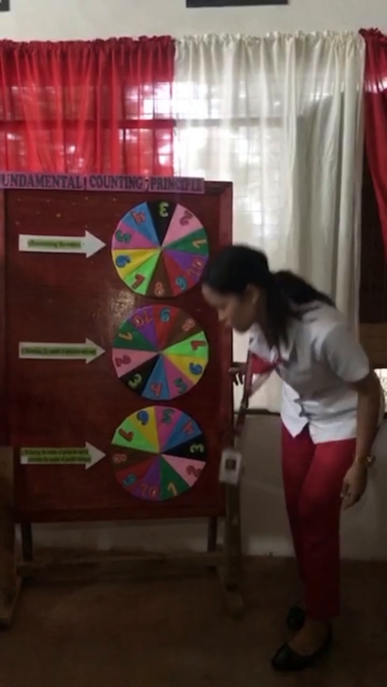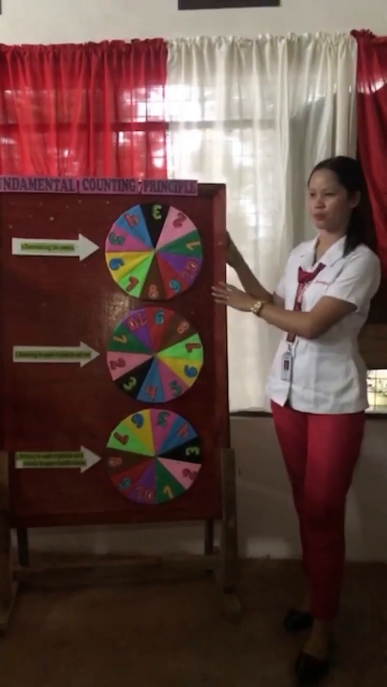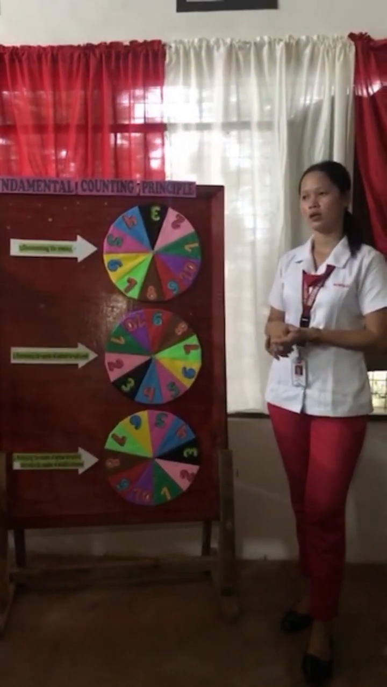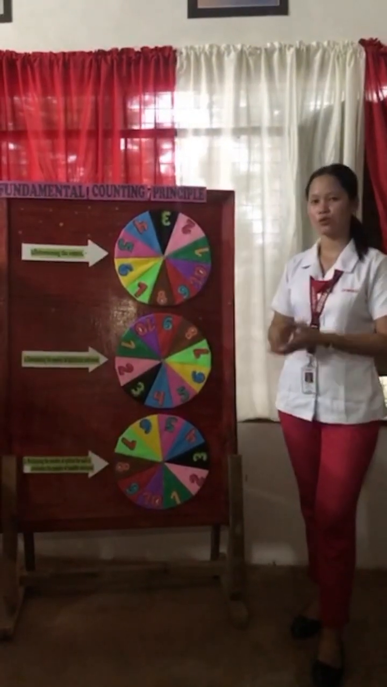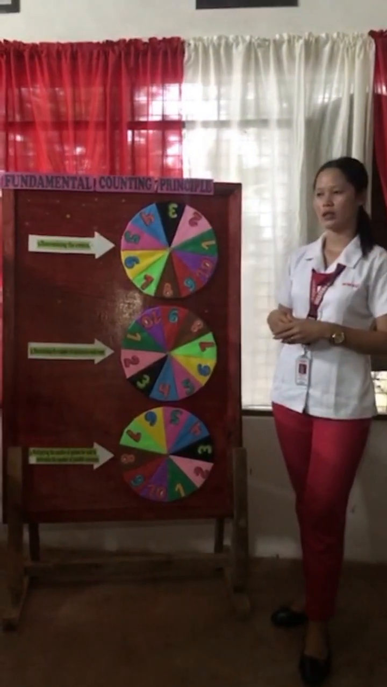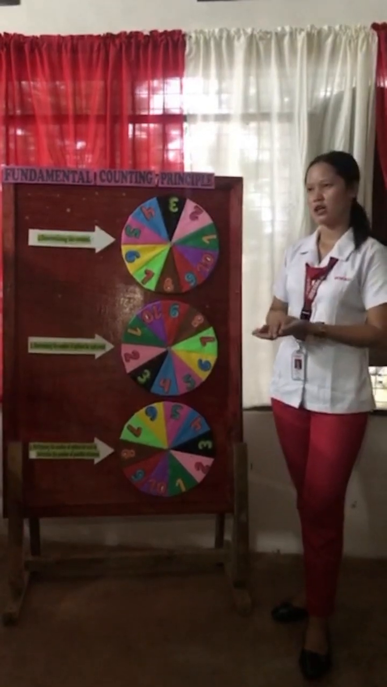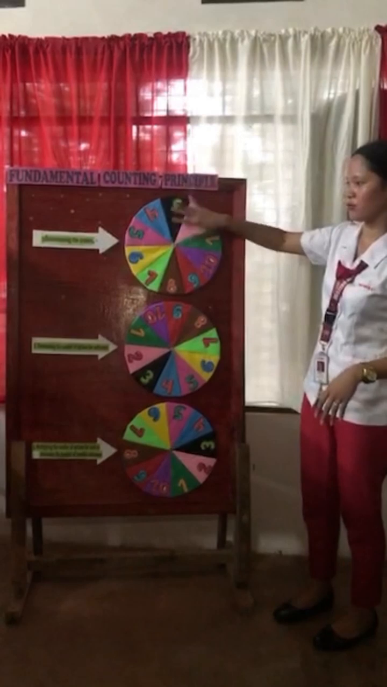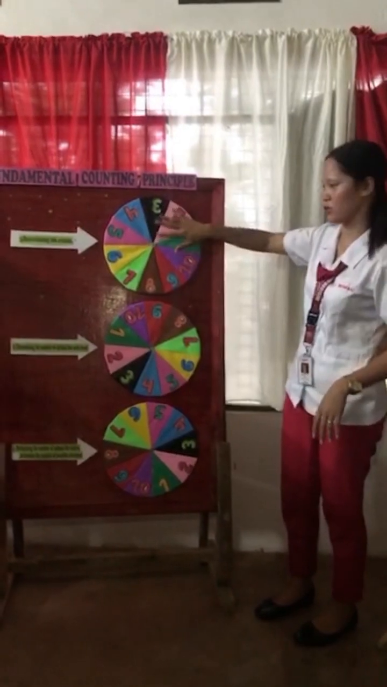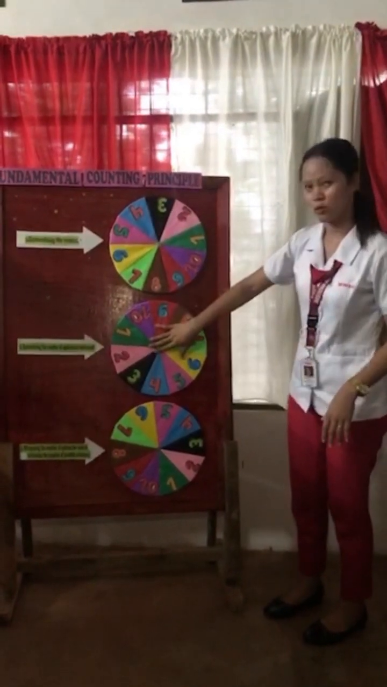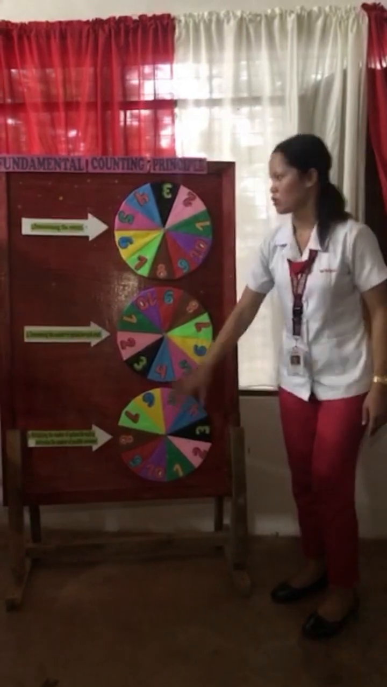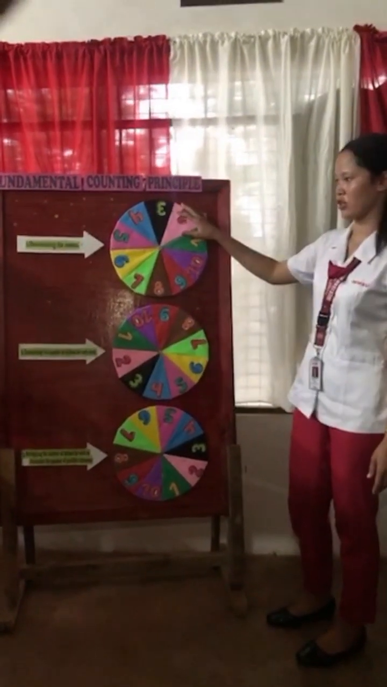As you can see, I have here a spin the wheel, a spin the wheel that has numbers. As I said earlier, the Fundamental Counting Principle is the total possible outcomes, which you can find by multiplying the number of outcomes or options. I have here three spin the wheels, which represent the events, and those numbers represent the options or outcomes.